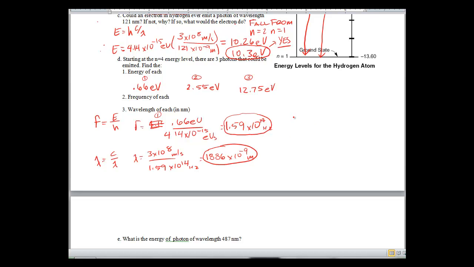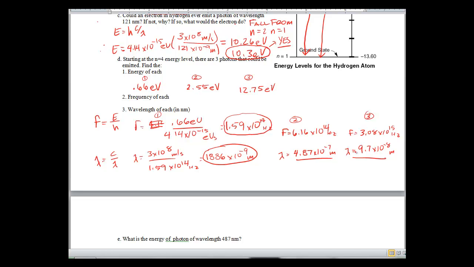I'll let you do the calculations for the other ones, but for the second one, the frequency comes out to be 6.16 times 10 to the 14th hertz, and the wavelength comes out to be 4.87 times 10 to the negative 7th meters. And then the third one, the frequency comes out to be 3.08 times 10 to the 15th hertz, and the wavelength comes out to be 9.7 times 10 to the negative 8th meters.